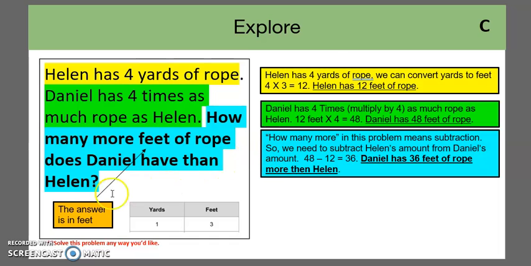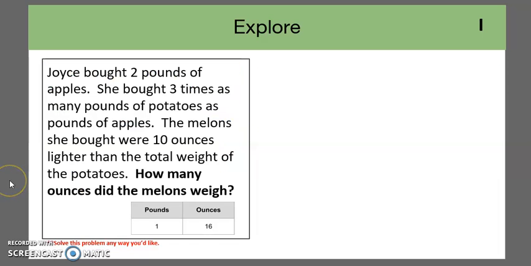Okay. Now we're going to move on to our second problem. Joyce bought 2 pounds of apples. She bought 3 times as many pounds of potatoes as pounds of apples. The melons she bought were 10 ounces lighter than the total weight of the potatoes. How many ounces did the melons weigh? So pause the video, think about how you would work through this problem, and we'll compare our answers on the next slide.